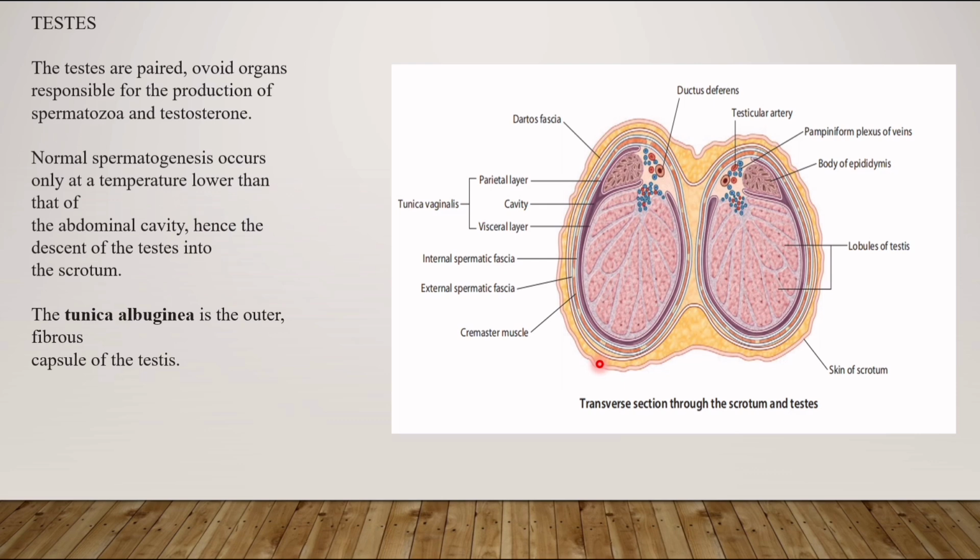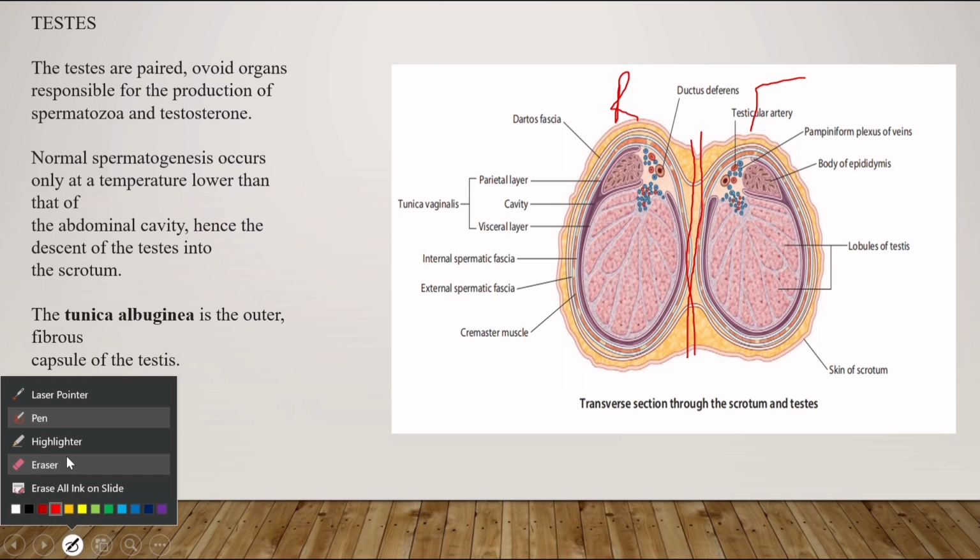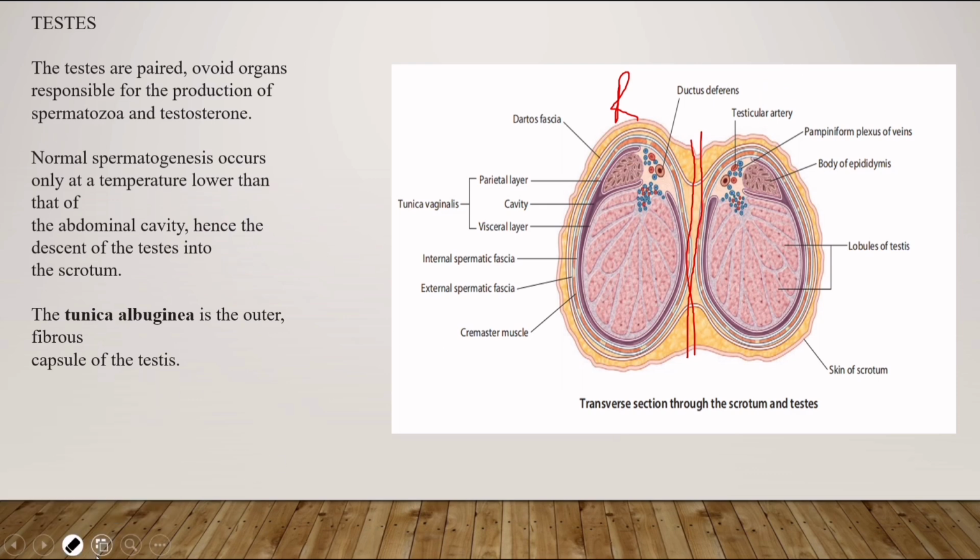Done. Now the testes. The testes are paired, and they are separated from each other by the median raphe. Let's call it the medial raphe. Like here, it separates the right testis from the left testis. The testes are where we have sperm production.